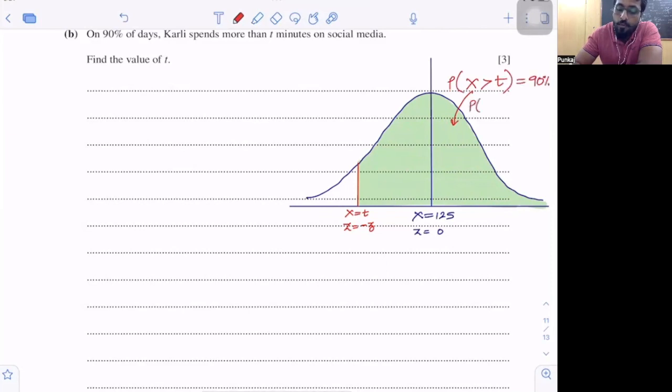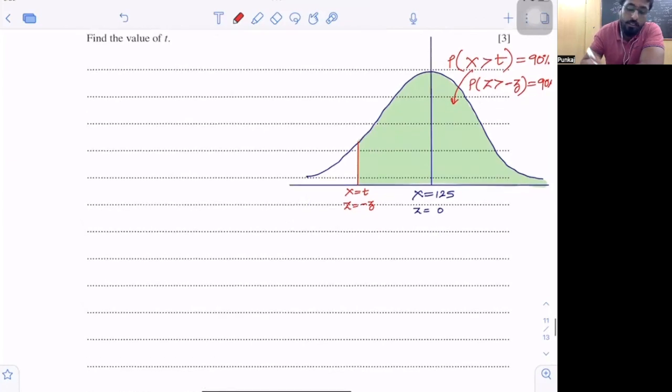So probability of z greater than that negative value of z is also 90%, right? So you want to find that value. So it's now pretty simple, students. So how do I get all this stuff? So observe carefully. So probability of x greater than t is probability of z greater than a negative value of z, right? And this value is 90%.